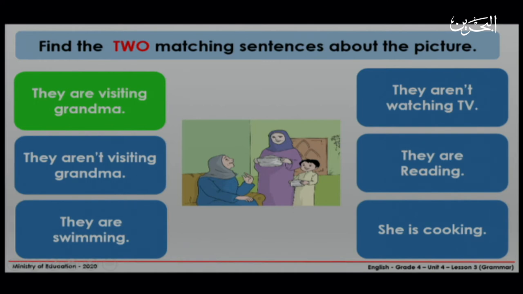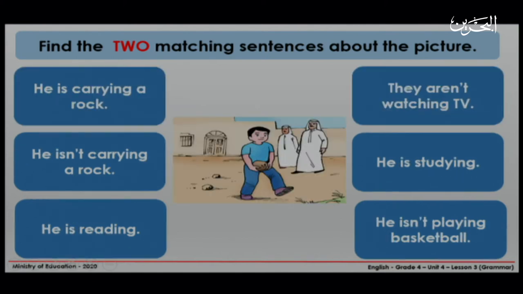Let's take a look at the first one. They aren't visiting their grandma. Is this true? Great, it's not. So let's see the second sentence. They aren't watching TV. Is this correct? Excellent. They aren't watching TV. Now you have two more minutes to read the sentences.